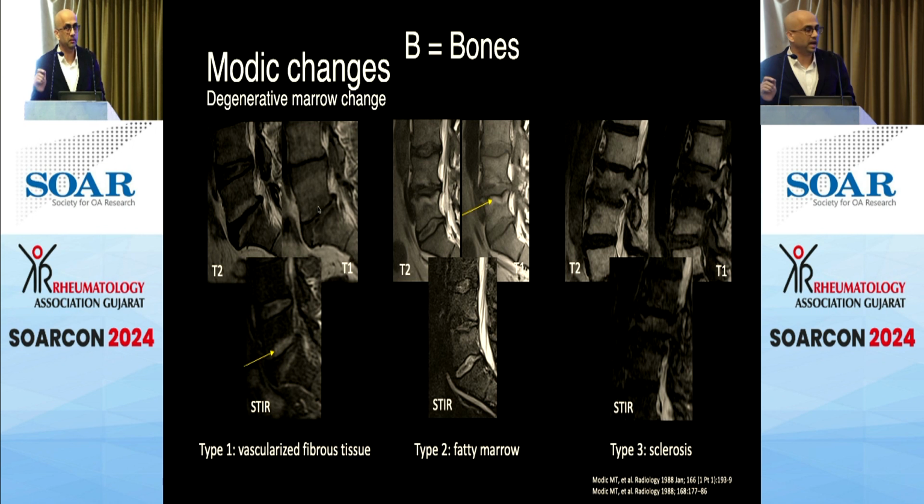Edema will appear bright in STIR, so it looks brighter on STIR. So that is vascularized fibrous tissue, it's more edematous, and there is more correlation of back pain with type 1 Modic changes than the others. Type 2 is a fatty marrow conversion. So in T1 weighted images, the end plate will look brighter, which indicates a fatty change. Fat gets suppressed in STIR, so it's going to look darker.